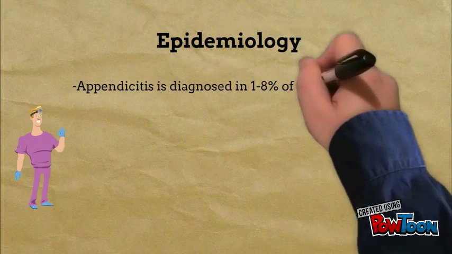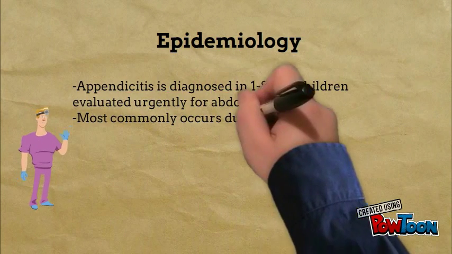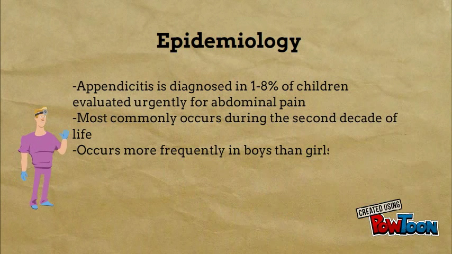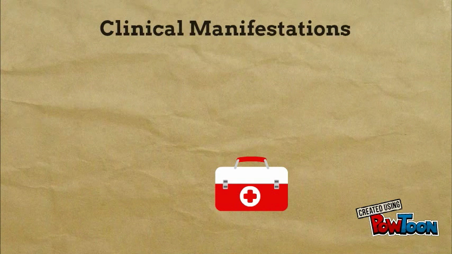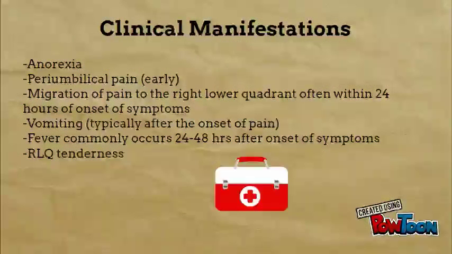The epidemiology of appendicitis in children includes the fact that it is diagnosed in 1 to 8% of children who are evaluated urgently for abdominal pain. It most commonly occurs during the second decade of life, and it occurs more frequently in boys than girls. Clinical manifestations in children include anorexia, periumbilical pain that occurs early, migration of pain to the right lower quadrant within 24 hours of the onset of symptoms, vomiting after the onset of pain, fever in 24 to 48 hours after the onset of symptoms, and right lower quadrant tenderness.